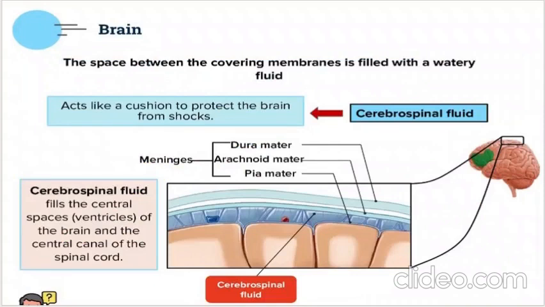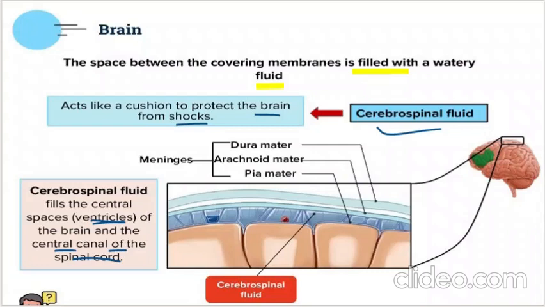Now, the space between the covering membranes is filled with a watery substance, that is cerebrospinal fluid. It acts as a cushion and protects the brain from shocks. Any shocks that are there, it will protect the brain from that. That is cerebrospinal fluid, CSF. It fills the central spaces known as ventricles of the brain, and even the central canal of the spinal cord. So basically, a brain needs to rest, and for that resting, cerebrospinal fluid is present.